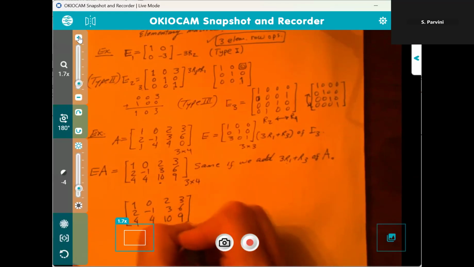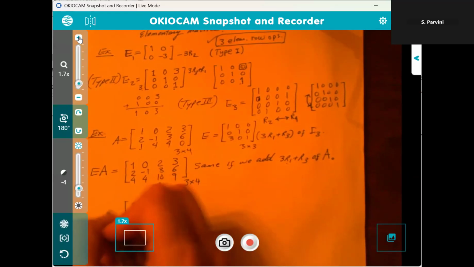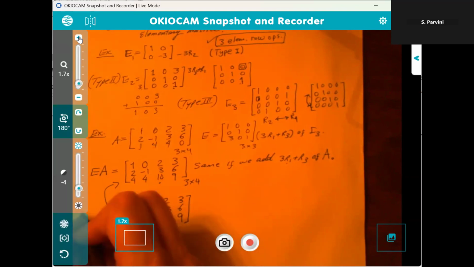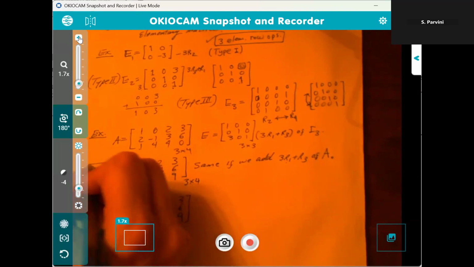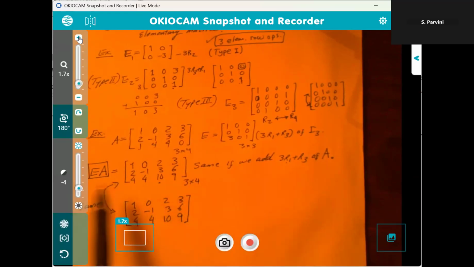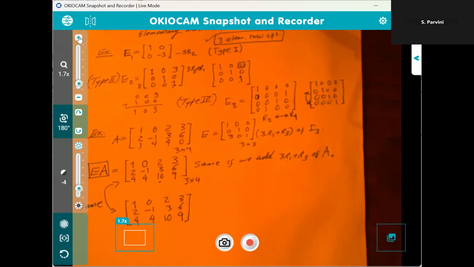You see that? These are exactly the same. So you can get the same results by multiplying the elementary matrix times A. And it's as if you're doing the exact same operation with the original matrix. Okay. Everyone good on this basic example? So hopefully now we can understand this. Yeah. All right, thank you.